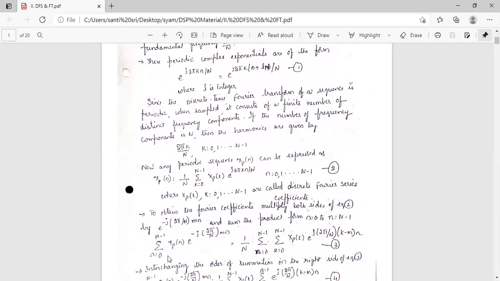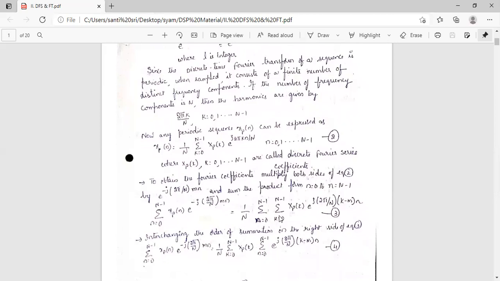So sigma n equal to 0 to N minus 1 xp of n into e power minus j 2 pi by N into mn is equal to sigma n equal to 0 to N minus 1 into 1 by N sigma k equal to 0 to N minus 1 Xp of k into e power j 2 pi by N into (k minus m) into n. This is equation number 3. Here we are interchanging the order of summation on the right hand side of equation number 3.